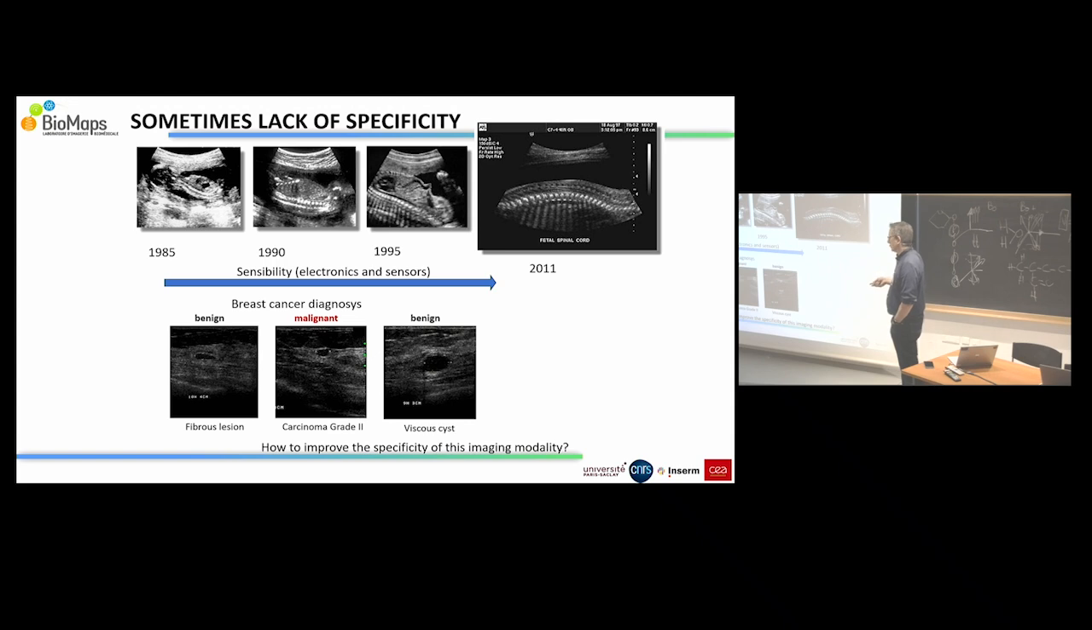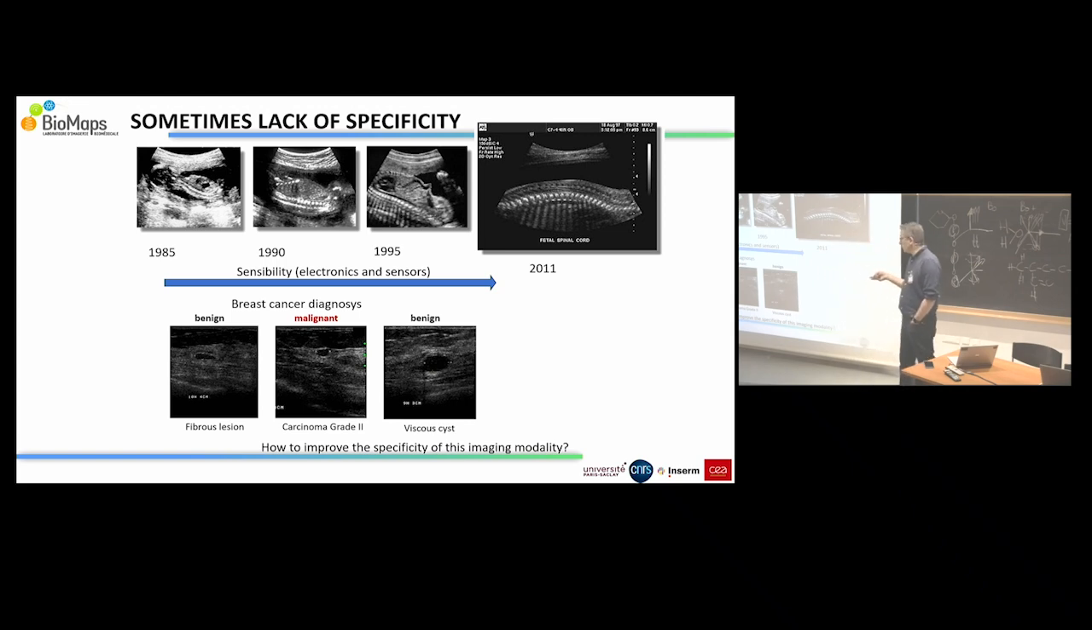biopsy, it's quite different. The first one is a fibrous lesion, totally benign. The third one is a viscous cyst, so it's just some liquids. You can take it out without any problem with just a syringe. It's really easy. But the middle one is a cancer. It's very malignant and it's a problem. If you have just the gray image, it's very difficult if you are not an expert radiologist. It's very difficult to distinguish them.